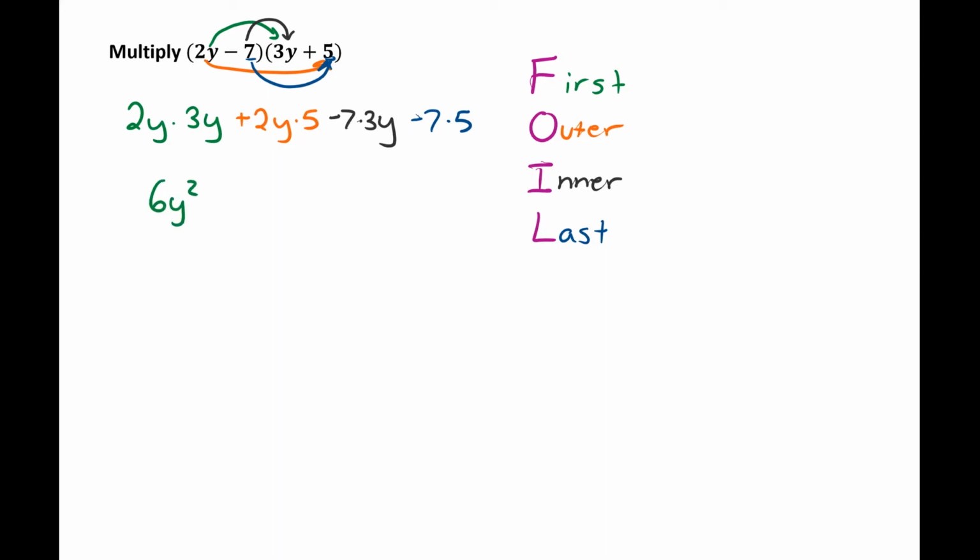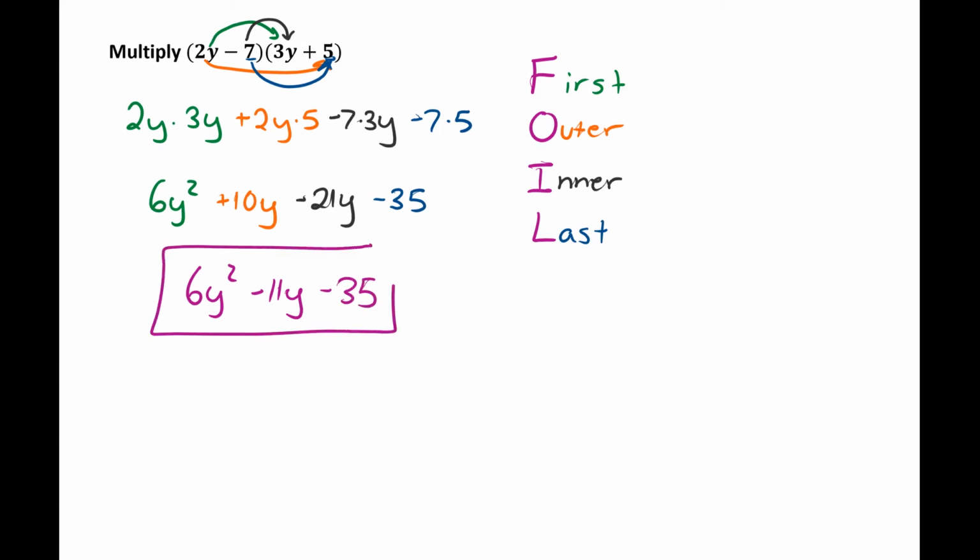And then I work through and I simplify each of these products. So 3y times 2y is 6y squared. And then 2y times 5 would be 10y. Negative 7 times 3y, minus 21y. And then finally, negative 7 times 5, negative 35. Combine any remaining like terms, which would be my y's in the middle, gives me negative 11y, and then minus 35. That's my product. So FOIL is a mnemonic device, an acronym to help you remember those 4 multiplications that you need to do when you are multiplying a binomial times a binomial.